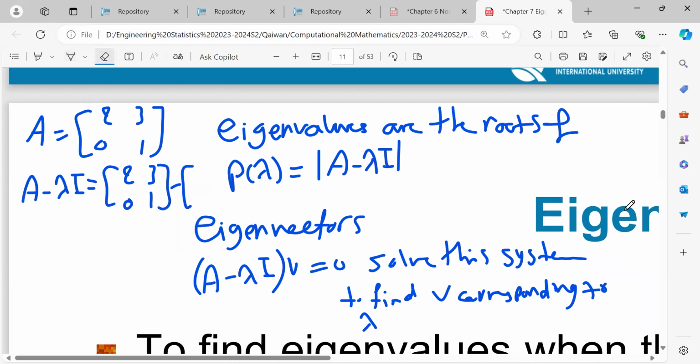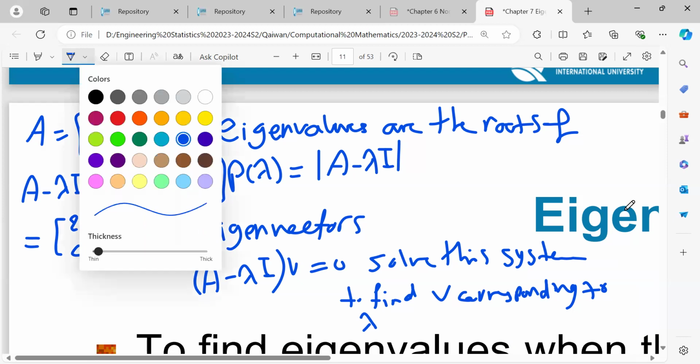Lambda 0 0 lambda. We now subtract it from matrix A. This equals 2 minus lambda, then 3 minus 0 is 3, 0 minus 0 is still 0, and 1 minus lambda. Okay. Now we need to find its determinant.